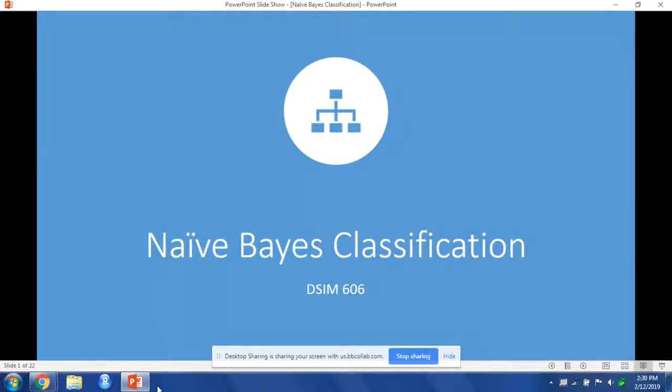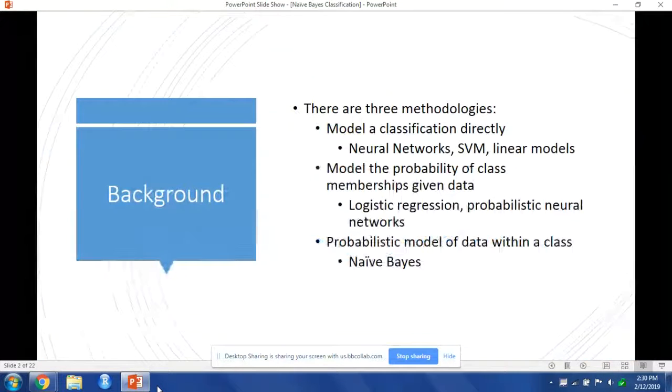Okay, so this week your assignment uses naive Bayes classification. I thought it would be good to talk a little bit about that algorithm. So, a little background in comparison to other algorithms.